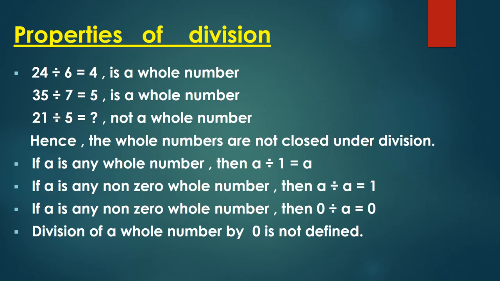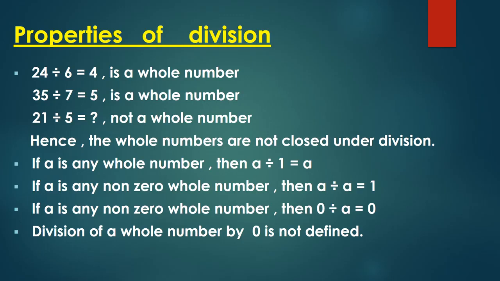Now see, 24 divided by 6. When we divide 24 by 6, we get 4. And we know that 4 is a whole number. When we divide 35 by 7, we get 5. 5 is also a whole number. But when we divide 21 by 5, do we get a whole number? No. Our answer is in decimal, and decimal numbers are not whole numbers. Hence the whole numbers are not closed under division, as the whole numbers are closed in addition and multiplication, but they are not closed in division.